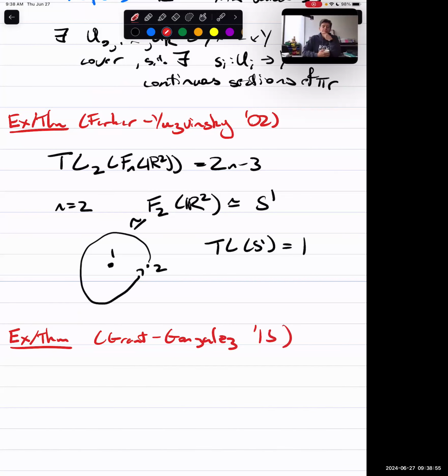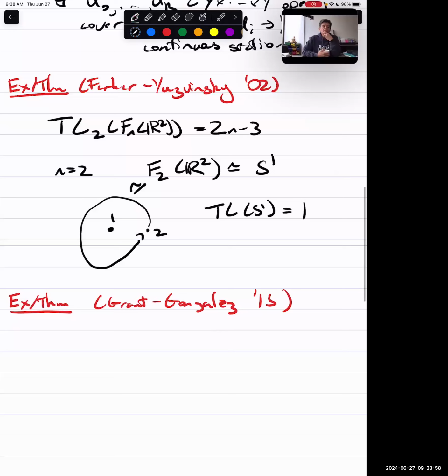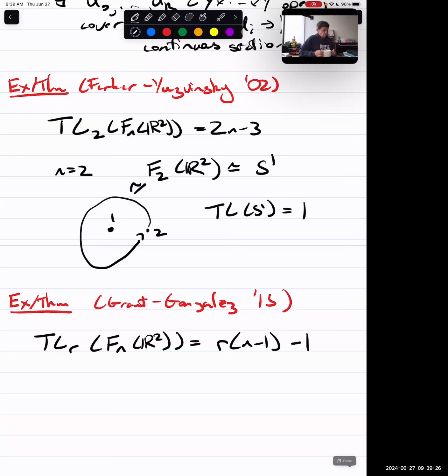that this result generalizes nicely: the rth sequential topological complexity of the ordered configuration space of n points in the plane is equal to r times n minus 1, minus 1. The results are a bit more general than this. They consider planes, larger Euclidean spaces, and spaces with punctures. But for us, we're just going to consider the plane. And we can see that if r is equal to 2, we recover the result of Farber and Yuzvinsky.